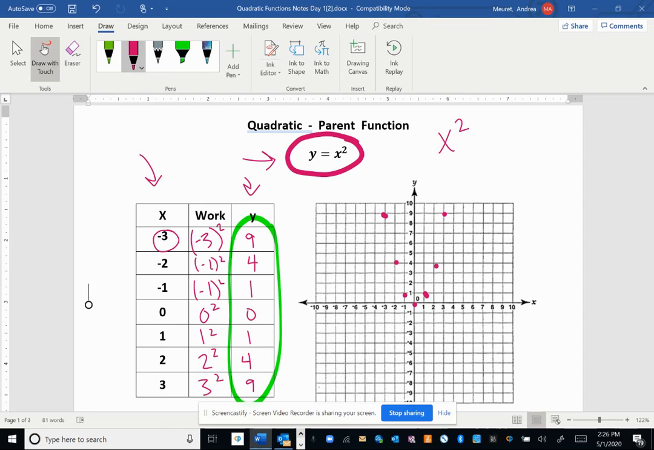And so when you graph a quadratic function, it makes this graph, which is called a parabola. And a parabola has this point down here at the bottom called the vertex. It goes up on both sides. And it extends actually forever, which is why I put the arrows there at the end.